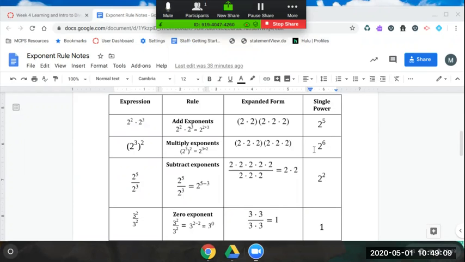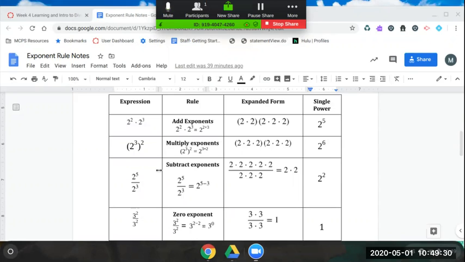6. So our answer is 2 to the sixth power. Or if we did the expanded form way, it just says take 2 to the third and write that twice. So here's 2 to the third the first time, here's 2 to the third the second time, and we have 1, 2, 3, 4, 5, 6 2's.